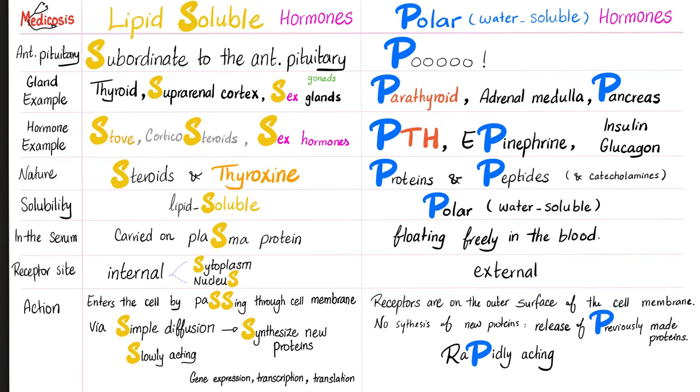What are these lipid soluble hormones? Whatever is secreted by the thyroid, whatever is secreted by the suprarenal cortex, whatever is secreted by the sex glands or the gonads. What is secreted by the thyroid? Thyroxine. How about suprarenal cortex? You have your corticosteroids and sex hormones, estrogen, progesterone, testosterone, dihydrotestosterone, etc. How about polar? Well, polar are the proteins and the peptides, such as PTH, which comes from the parathyroid, epinephrine from the adrenal medulla, not cortex, medulla, insulin and glucagon from the pancreas.